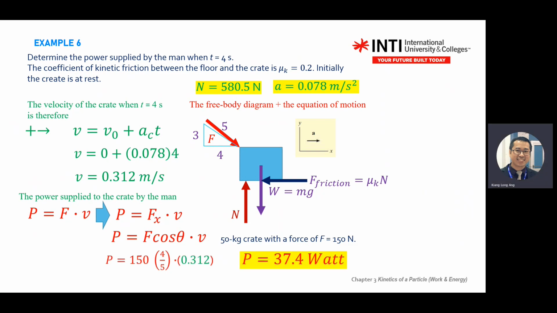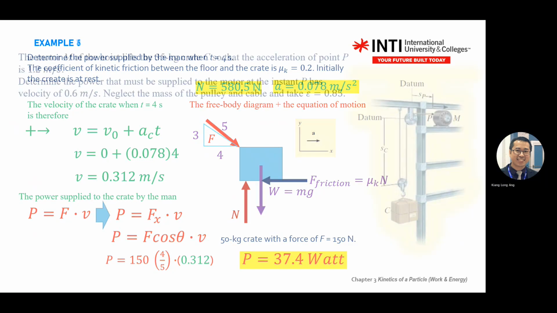You substitute, you get your power. Remember the unit is watt or joule per second or Newton meter per second. Okay, so this is how you solve it, by straight away applying the definition of power, F multiplied by V. Okay.